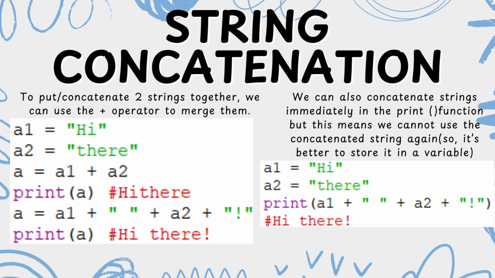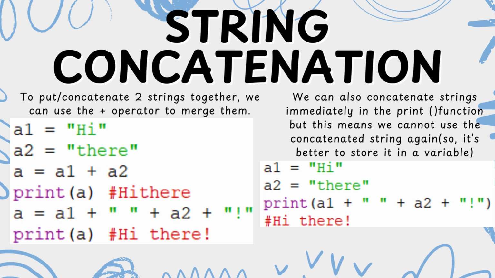Now we're going to be talking about string concatenation. It's actually quite simple. So let's say I have a variable called A1 with the string hi in it, and A2 with the string there. A equals A1 plus A2. What it does is give me hi there, because I added both strings together. Remember, you cannot add numbers and strings together, but you can add strings together.